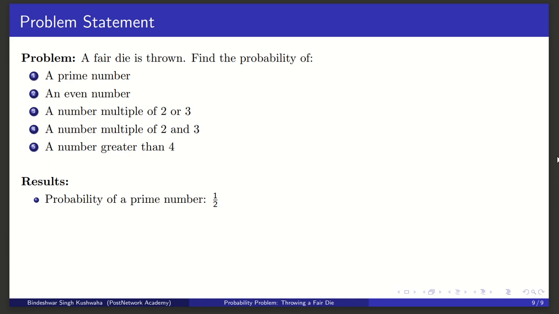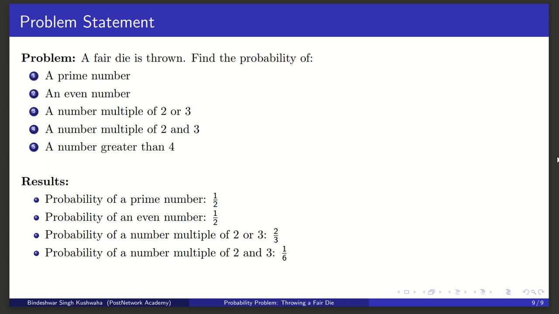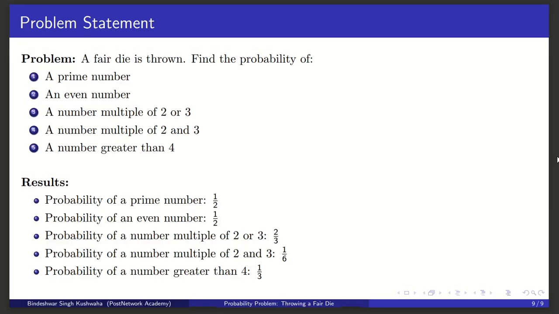So the probability of a prime number is half, 1 upon 2. This is the result I am showing you. Second problem was an even number, the probability of an even number would be 1 upon 2. Probability of a number multiple of 2 or 3, that is 2 upon 3. Probability of a number multiple of 2 and 3, that is 1 upon 6. And probability of a number greater than 4, that is 1 upon 3.